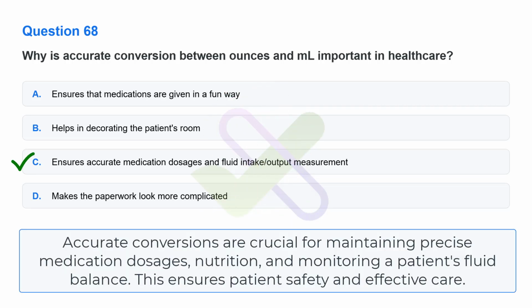The correct answer is C. Ensures accurate medication dosages and fluid intake/output measurement. Accurate conversions are crucial for maintaining precise medication dosages, nutrition, and monitoring a patient's fluid balance. This ensures patient safety and effective care.